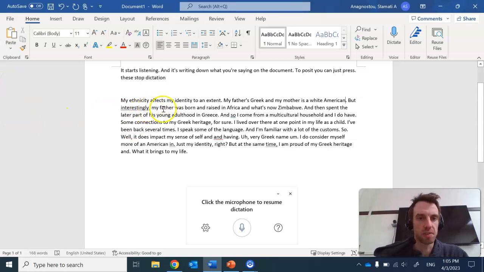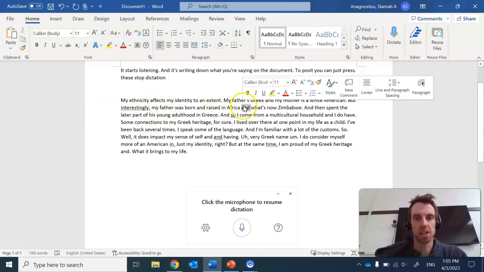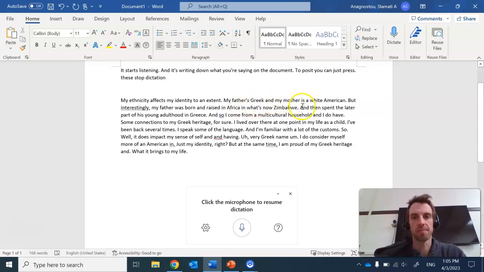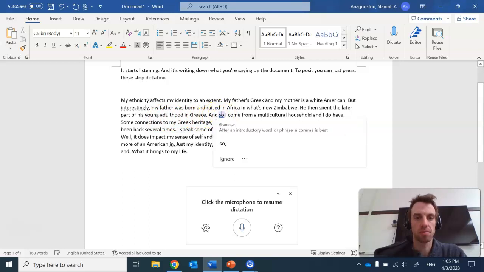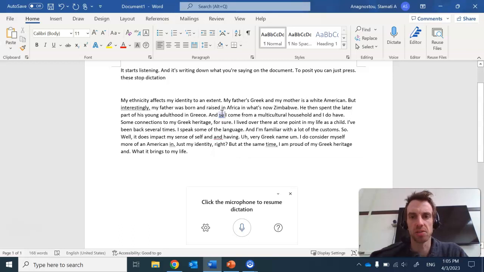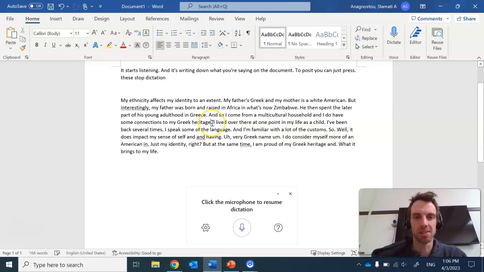But interestingly, my father was born and raised in Africa in what's now Zimbabwe. He then, let's change that from "and then" to "he then," spent the later part of his young adulthood in Greece. And so I come from a multicultural household, and I do have some connections to my Greek heritage. The "for sure" thing, not in academic writing. I don't need to put that. It's enough just to stop at that statement there.